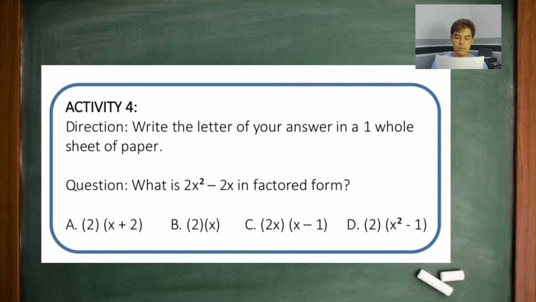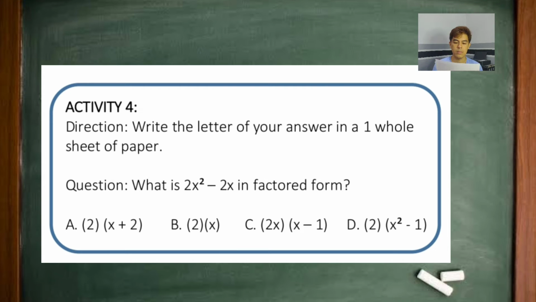And then another activity, activity 4, you write 2x squared minus 2x in factored form. So susundan lang naman natin yung steps kanina na ginawa natin with the previous examples so that we can determine the factored form of the given expression.